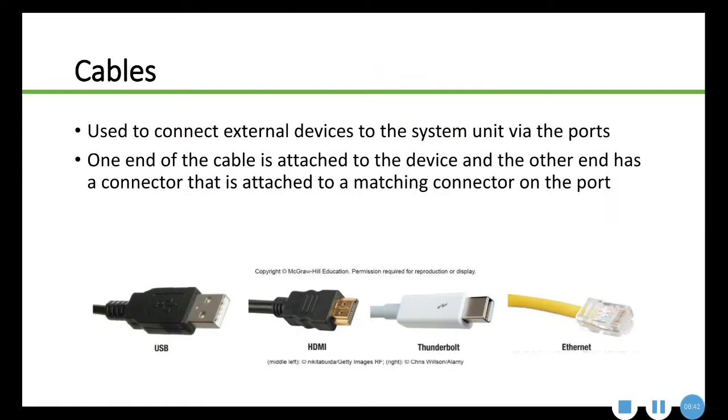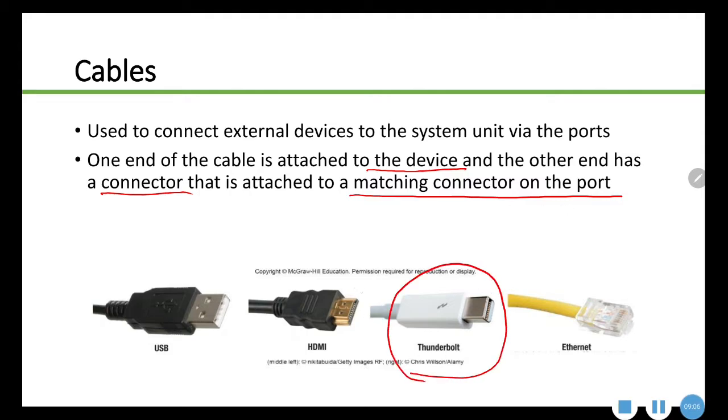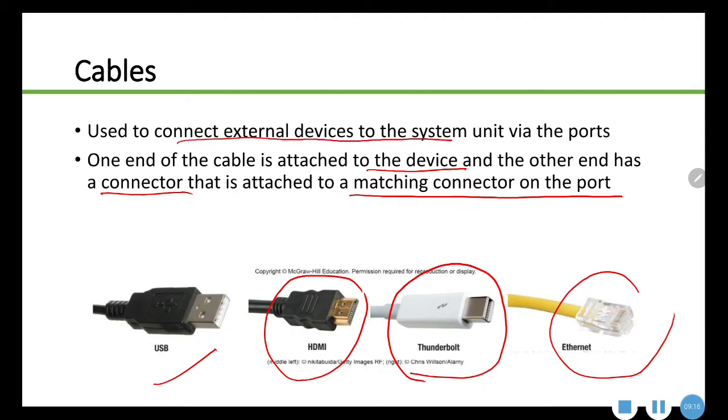And then cables. Cables are used to connect external devices to the system unit via the ports. One end of the cable is attached to the device, and the other end has a connector that is attached to a matching connector on the port. This is how a Thunderbolt cable looks. I'm sure you are familiar with HDMI and USB, and this is an Ethernet cable. So, different types of cable used to connect external devices to system units via the ports.